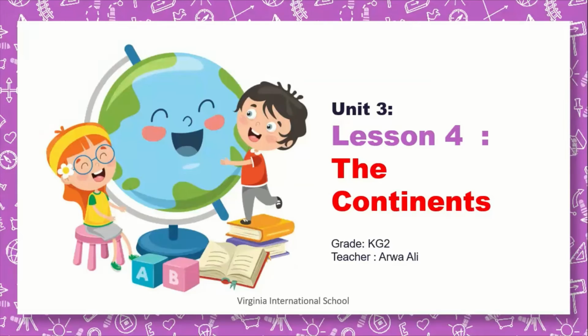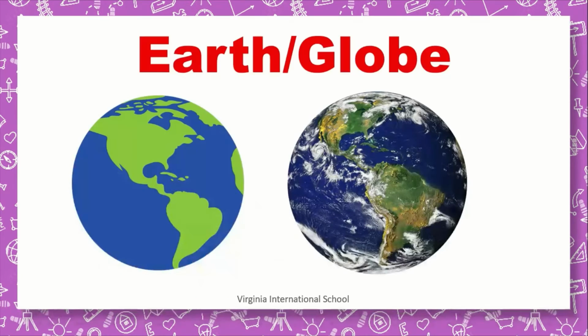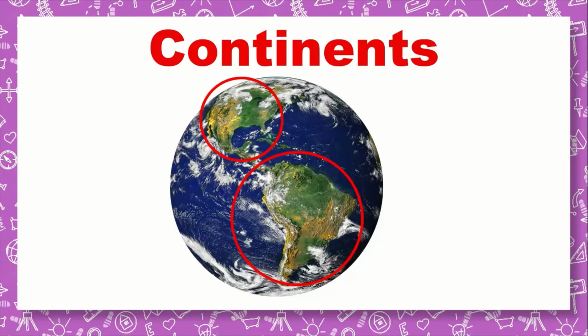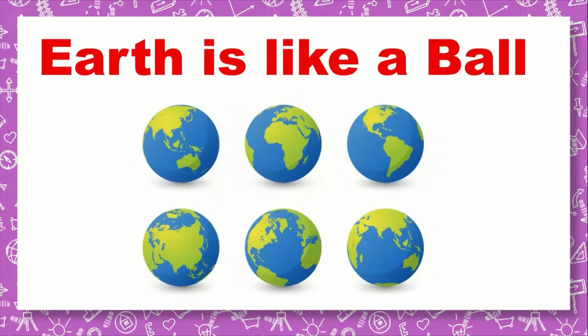Our first lesson is the continents. Now we know this is called an earth or globe. And this earth has lands. They're called continents. Now the earth is like a ball that spins round and round. That's why it has what? 7 continents that are all around the ball.